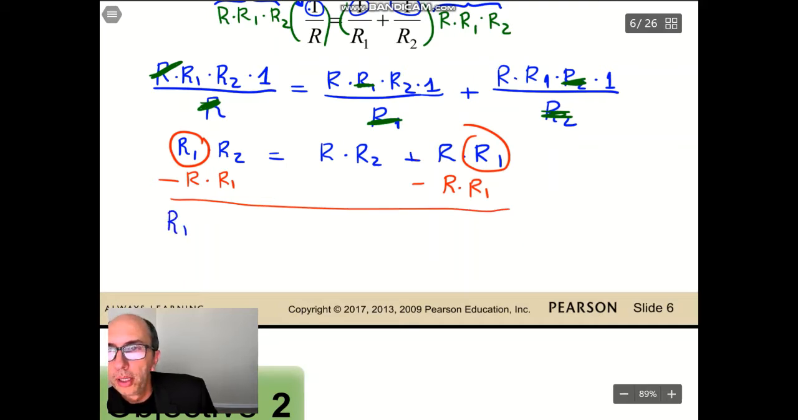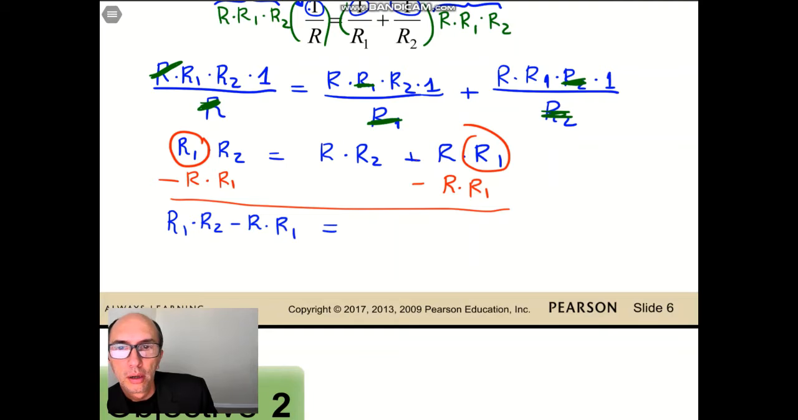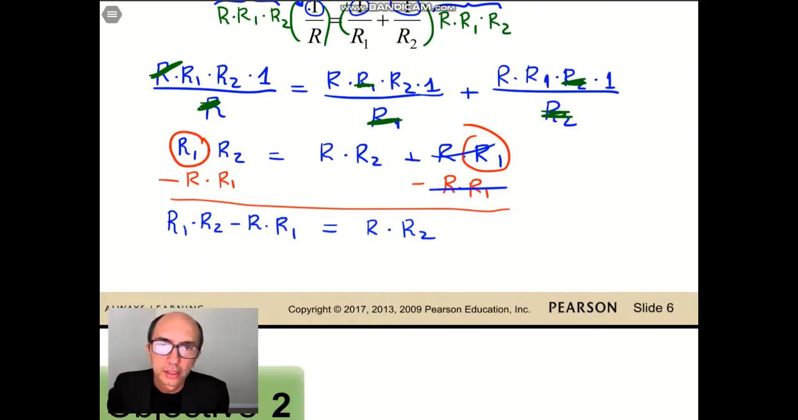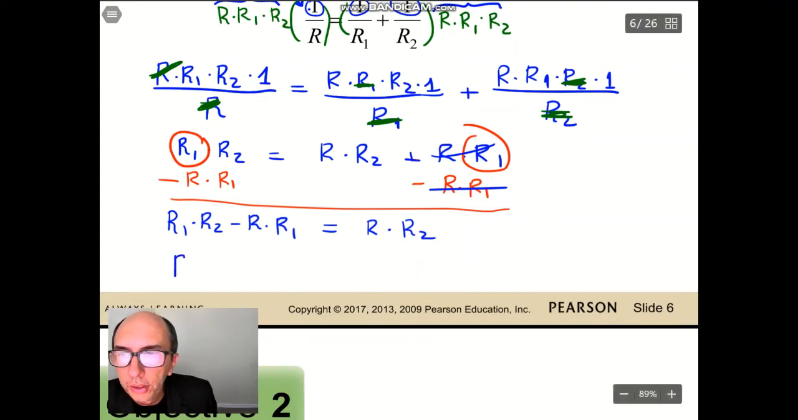That means R1 times R2 minus R times R1 equals R times R2, and this we're going to simplify, right? Great. Another thing that we can do here to make sure we have just R1 on this left hand side of the equation is factor out R1: R1 times R2 minus R equals R times R2.